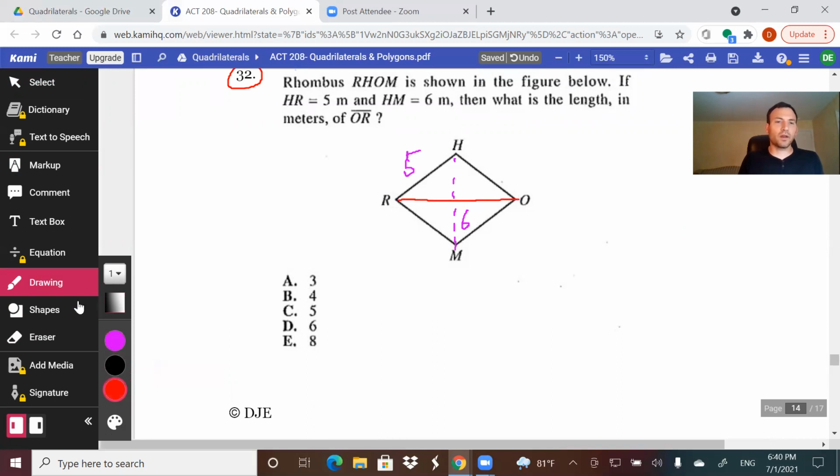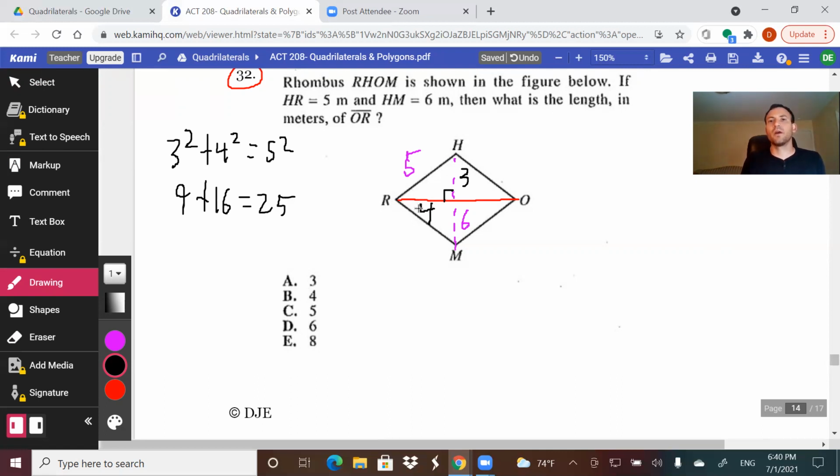So I think the coolest way to get this one is to realize that you have a right triangle. And if H to M is 6, then this is going to be 3. So immediately you go, it's a 3 blank 5 triangle. So hopefully you remember your Pythagorean triplets. 3 squared plus 4 squared equals 5 squared, right? 9 plus 16 equals 25. So this is a 3, 4, 5 triangle. So 4 plus 4 is 8. So R to O is 8.